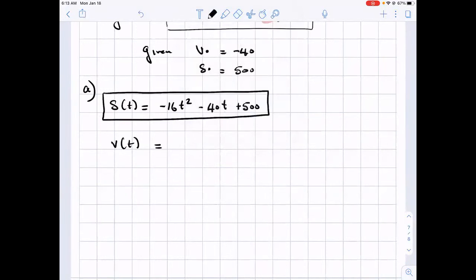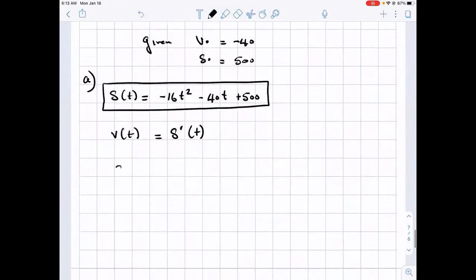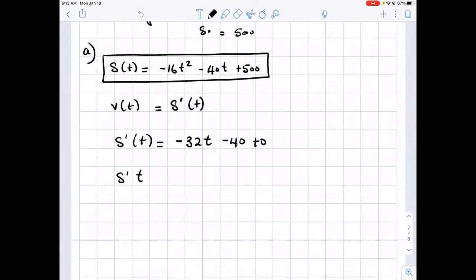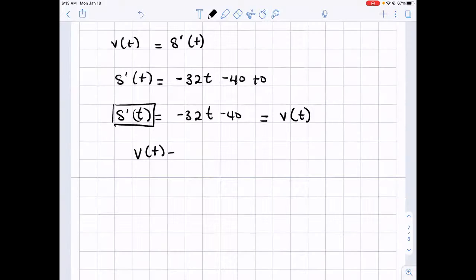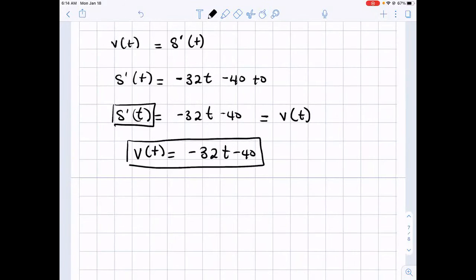So V of t is the first derivative of S of t. If you're asked for the acceleration, it's the second derivative. So S prime of t would be minus 32t minus 40 plus 0. So S prime of t is minus 32t minus 40. Now you have the first derivative of the position function, which is the same as the velocity function. So V of t is equal to minus 32t minus 40. And now you have your velocity function.